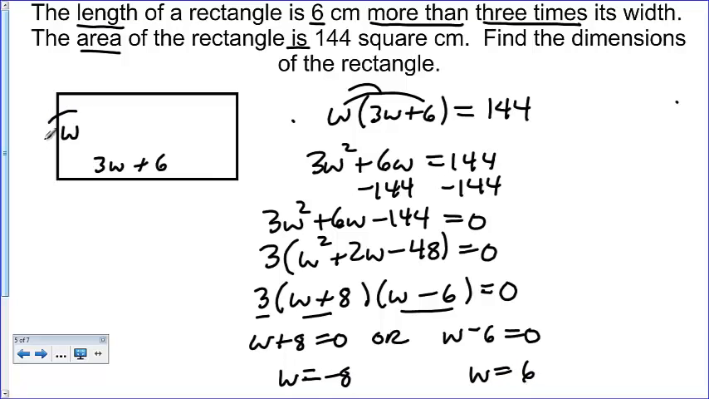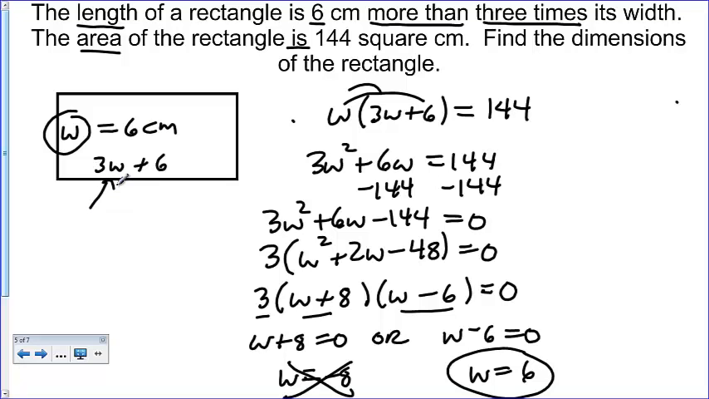Now since W represents a width of a rectangle, we reject negative 8 because the width cannot be negative. So the width is 6 centimeters. And to find the length, plug in 6 for W in that expression, 3 times W plus 6. And you get 18 plus 6, or 24 centimeters.